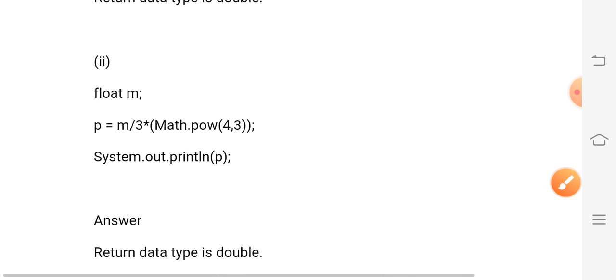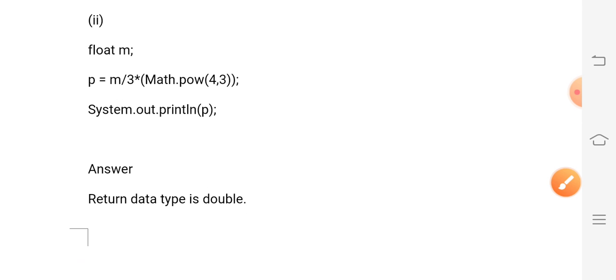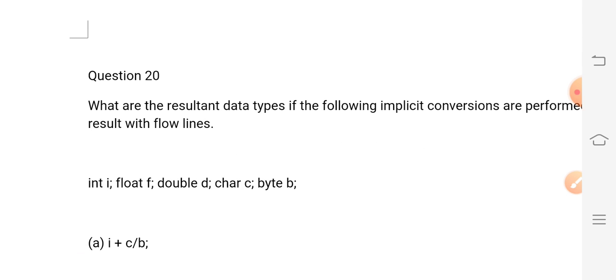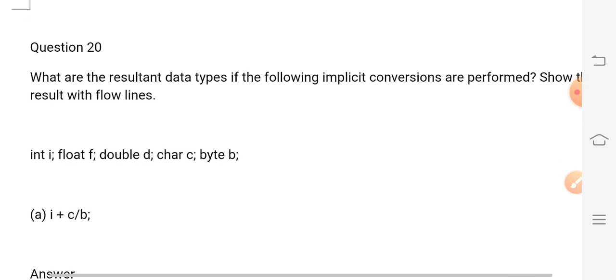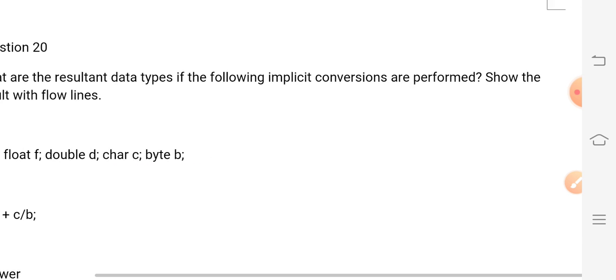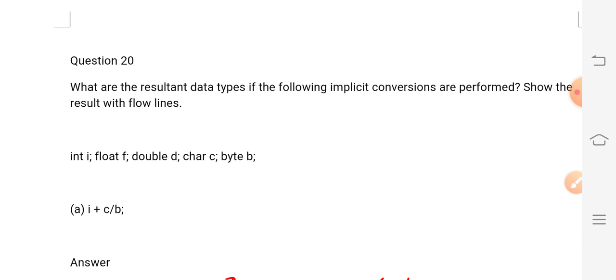Now next, question number 20. What are the resultant data types if the following implicit conversions are performed? Show the result with flow lines.